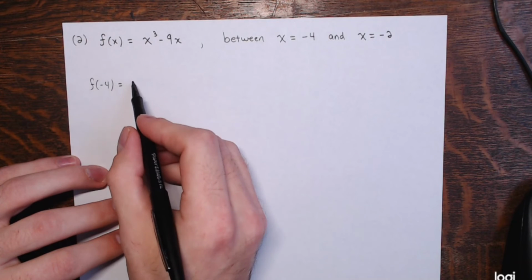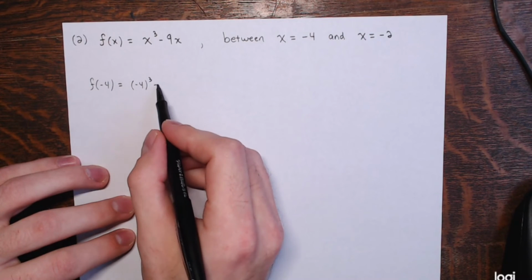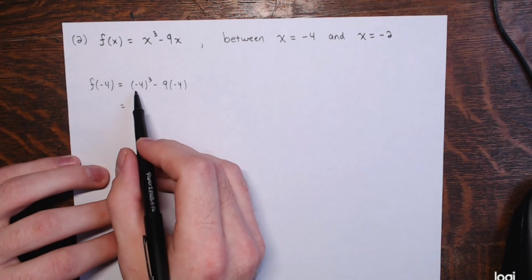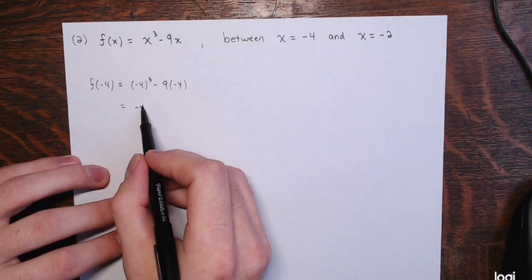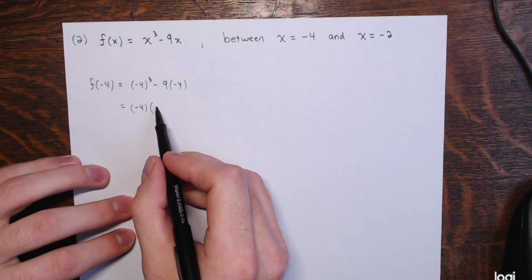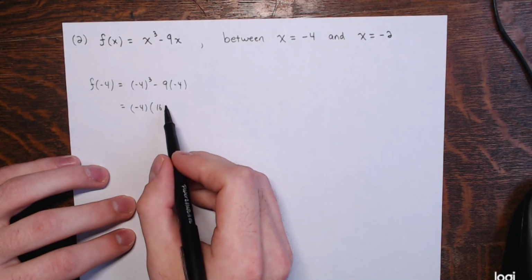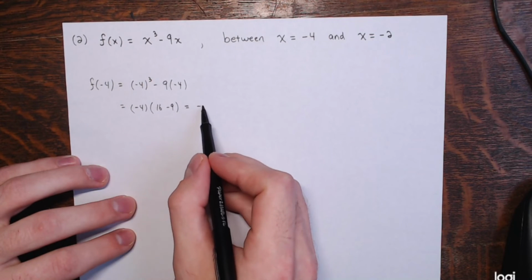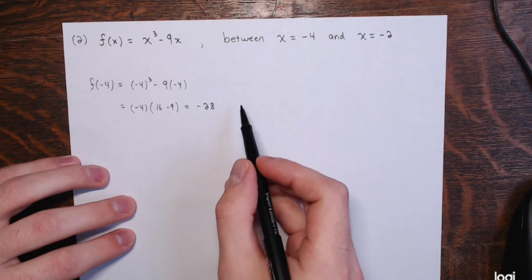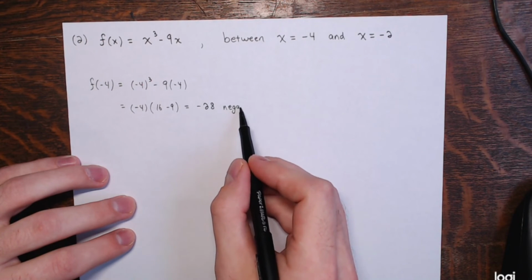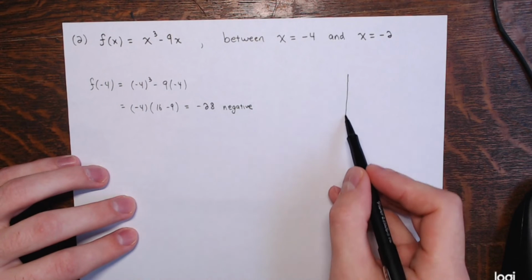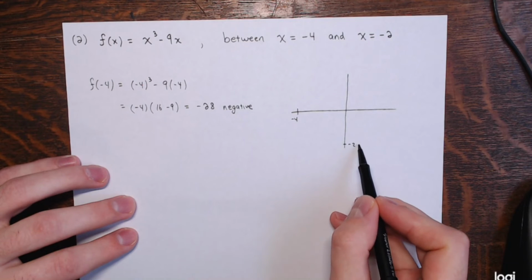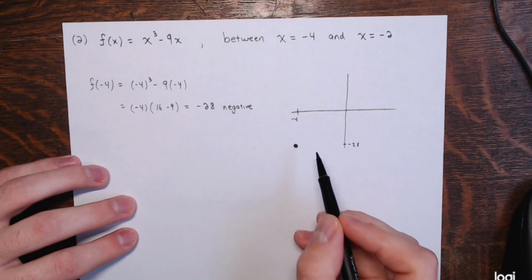So you see it's negative 4 cubed minus 9 times negative 4. Now you can pull out negative 4 if you wish, right? And then you'd have negative 4 squared, which would be 16, then just minus 9. 16 minus 9 is 7 times negative 4. This ends up being negative 28, right? Negative. So if you were graphing this, at x equals negative 4, the output is negative 28. There's that point there on the graph.